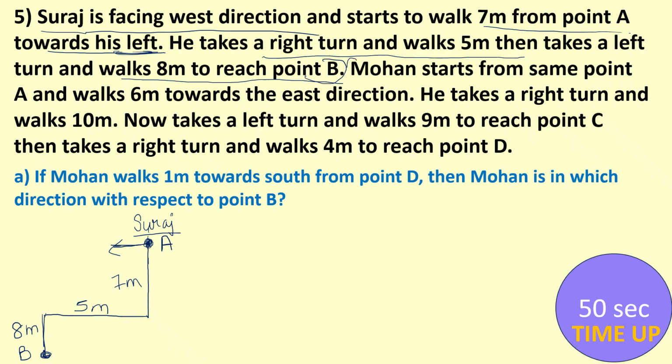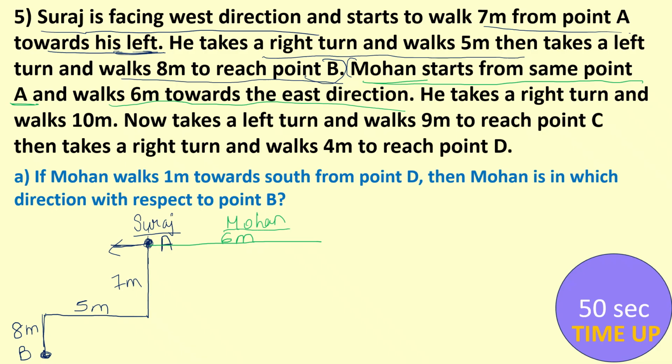Now next comes Mohan. Mohan starts from the same point A. Now where is point A? Here. Now Mohan comes into the picture. He walks 6 meter towards the east direction. From point A only he starts, but he walks 6 meter to the east. So east is this, and 6 meter is this. So I'll write 6 meter here. This is Mohan's.